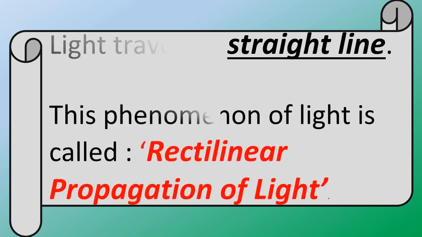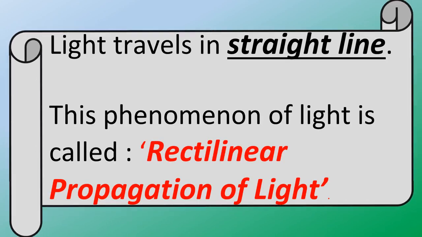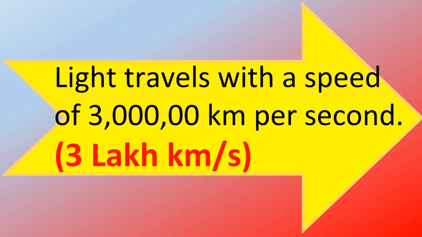Students, do you know light travels in straight line, and this phenomenon of light is called rectilinear propagation of light. After learning about how a ray of light moves, let us now try to guess with what speed does it move. Let me tell you. Light travels with the speed of 3 lakh km per second. Isn't it amazing?